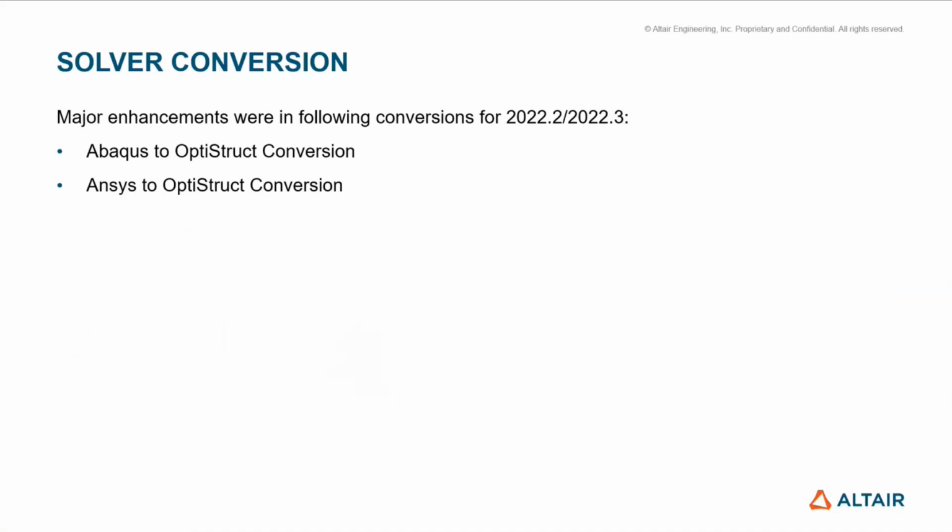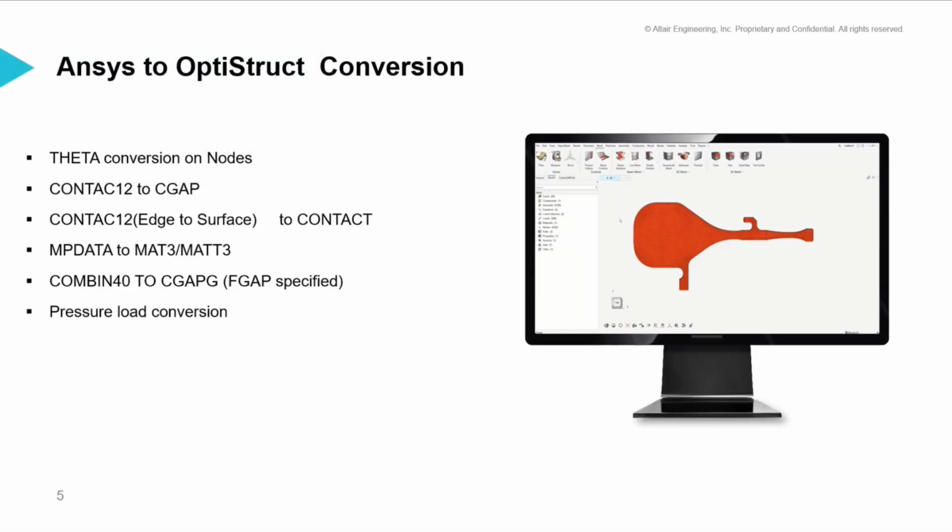The two interfaces which we worked on predominantly from .2 and .3 are Abaqus to OptiStruct and ANSYS to OptiStruct. I do not want to go over all the enhancements, but I have some major enhancements done for Abaqus to OptiStruct and ANSYS to OptiStruct.